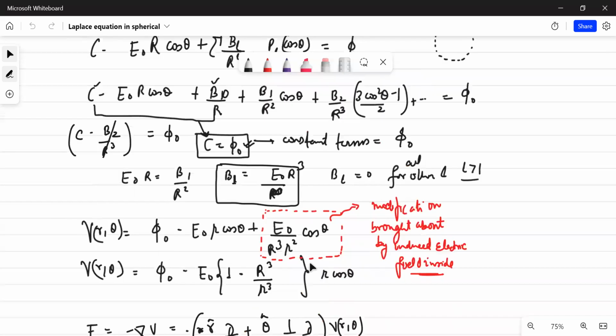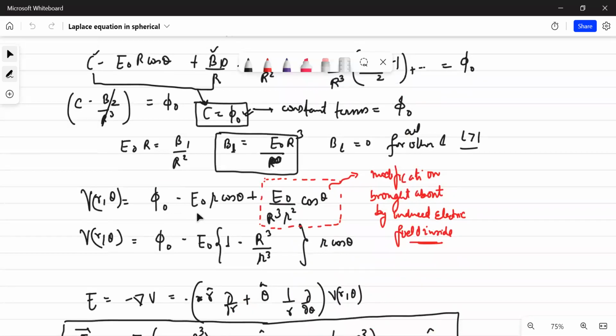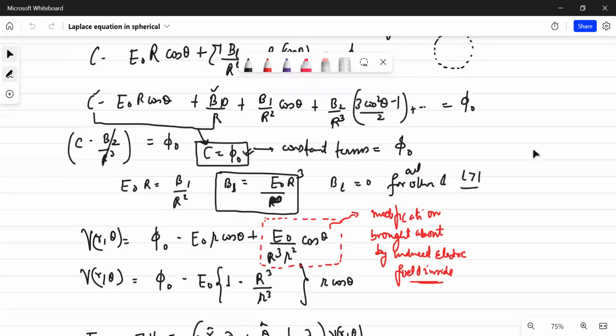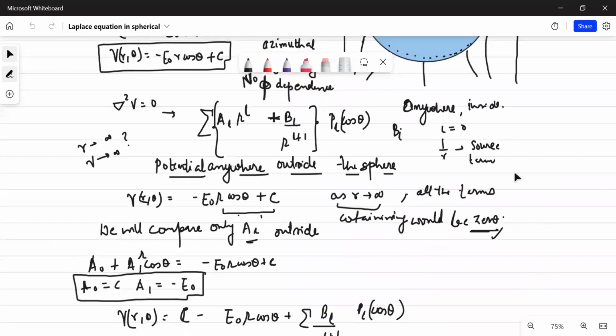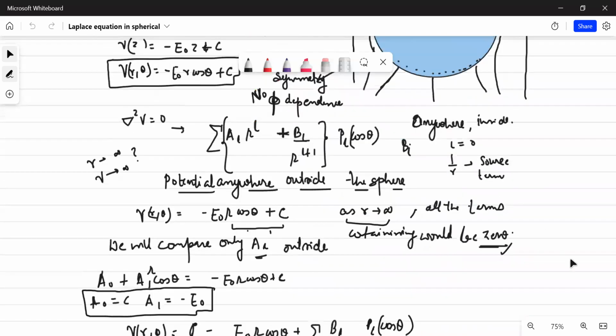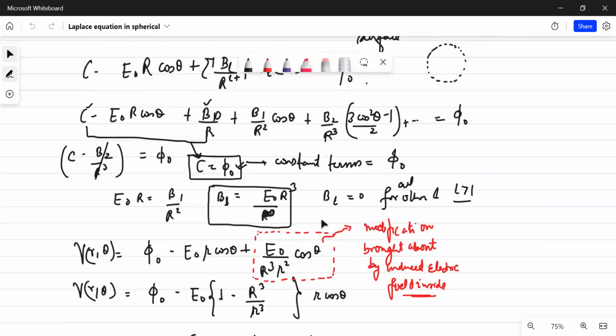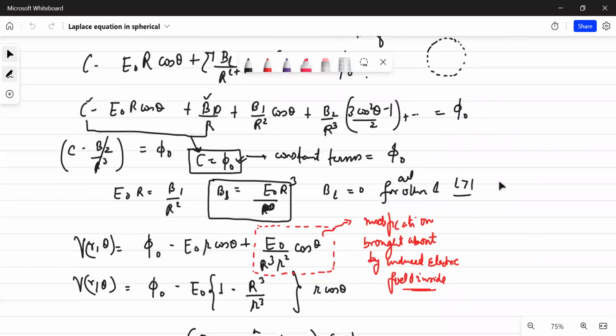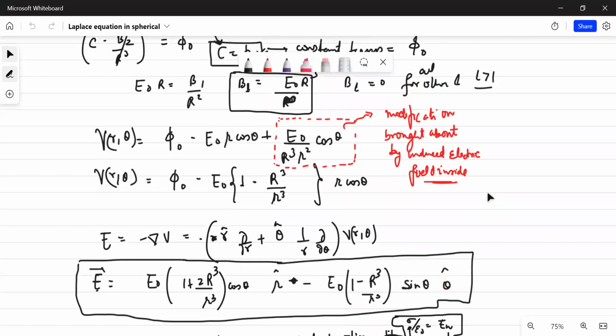We identified that the potential outside anywhere can be written as phi naught minus E naught r cos theta plus E naught R cubed upon r squared cos theta. In general, if the sphere was not present, this was your potential. Now, because of the presence of the sphere, there would be some induced distribution of charges, and because of this there will be some induced electric field, which will modify your potential by this additional term. So this is a modification brought about by the induced electric field.